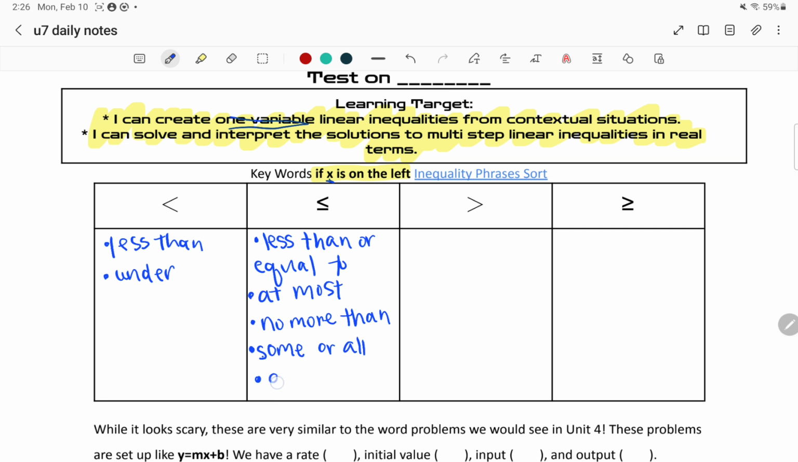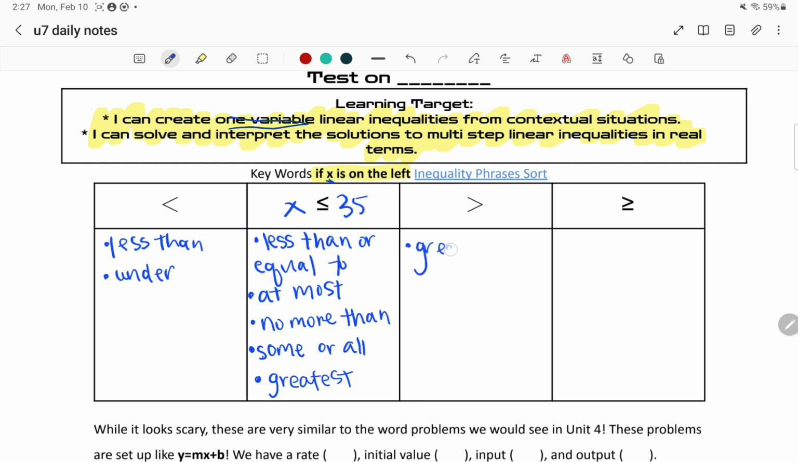And the last one is greatest. So it feels backwards, but when I say the greatest, it's going to say something like, the greatest that I can have is $35. Well, that means the most I can possibly have is 35. So I can't go higher than 35. So obviously any other number has to be smaller than 35. So that's why greatest is actually for less than or equal to.